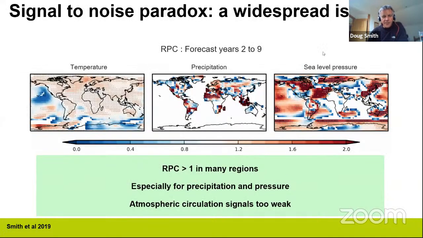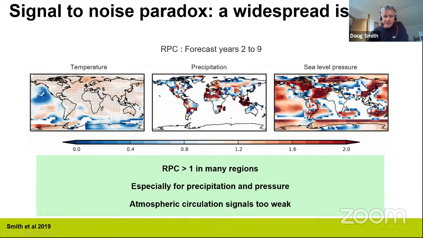Okay, so I mentioned this RPC statistic. We can plot maps of that to see how widespread the issue is. So if we plot maps of that for year 2 to 9 forecasts, we've got plots for temperature on the left, precipitation in the middle, and sea level pressure on the right. What we can see is that on these decadal timescales, this is a widespread issue, even for surface temperature. The RPC is greater than 1 in most regions, actually.